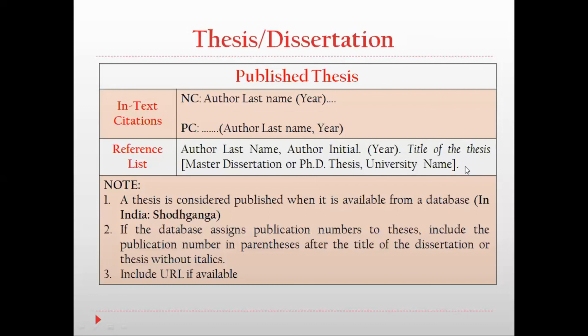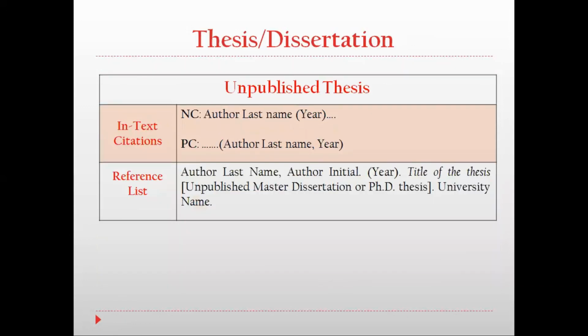Now, what happens if you have cited a work from an unpublished thesis or dissertation? You found that the work is relevant, and you can use it in your write-up. This is how it will appear in the in-text citation, and this is how it will appear in the reference list: the author's last name, author initials, the year of publication, and the title of the thesis, which will always be in italics. Then you write within square brackets, unpublished master's dissertation or maybe unpublished PhD thesis. The square bracket is closed, then a full stop, and the university name.